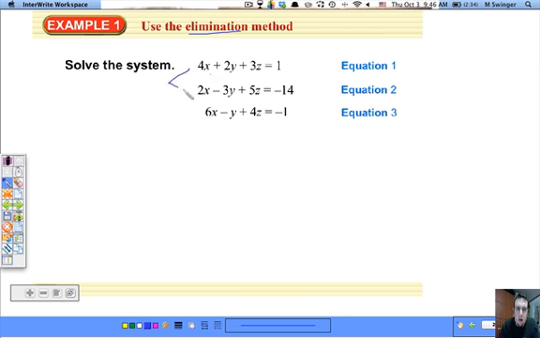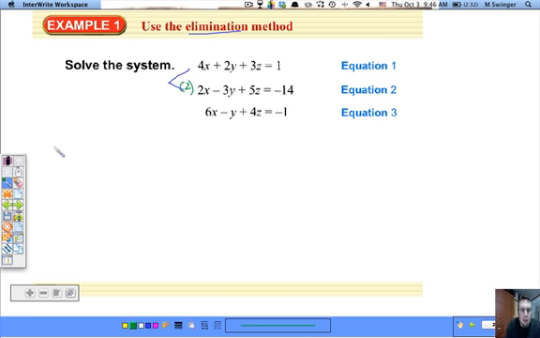Let's just look at the first 2. Would it be easy to eliminate x? Yeah. Y? A little bit more, because we'd have to multiply both equations, and we'd have to multiply both equations to eliminate z. So therefore I'm going to go for x. Alright, let's get these numbers the same. So let's multiply this whole equation by 2, right? So if I multiply this whole equation by 2, I'll get 4x and 4x.